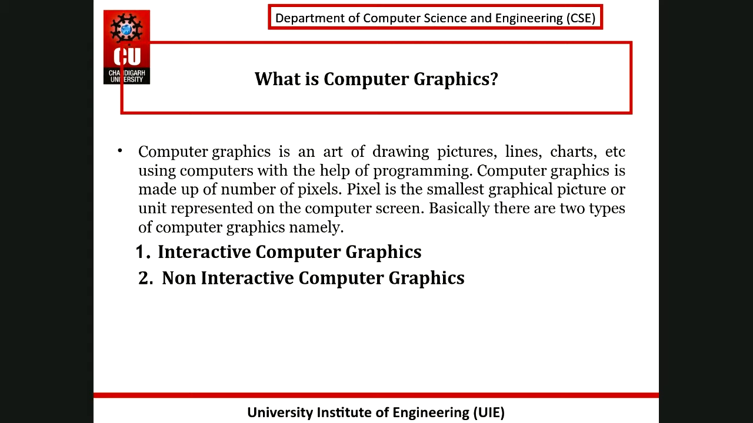Second one is interactive computer graphics. Interactive computer graphics are graphics in which the user has control over the images generated by the display devices. The user can change the structure or the appearance of the images. It is a two-way communication, meaning the user can interact, and after interaction the graphics will respond according to the interaction of the user. So non-interactive is one-way communication and interactive is two-way communication.